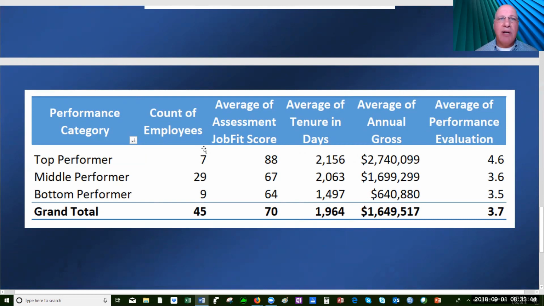And so it's all about understanding the data, making sure that the assessment that you're deploying is predictive of higher tenure, higher revenue, and higher behaviors that you want in your company. That would be the performance evaluation score.